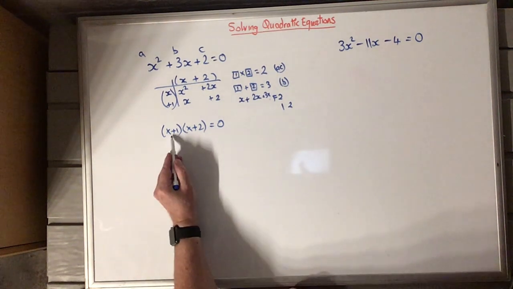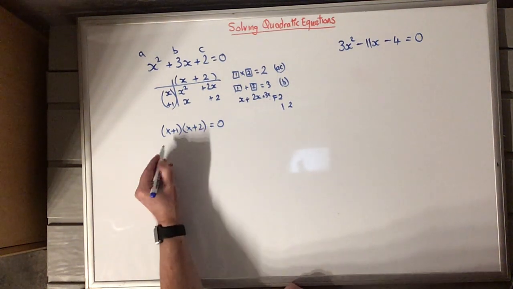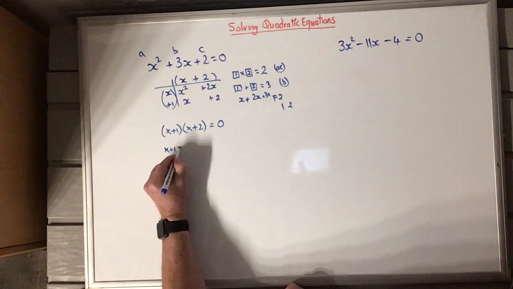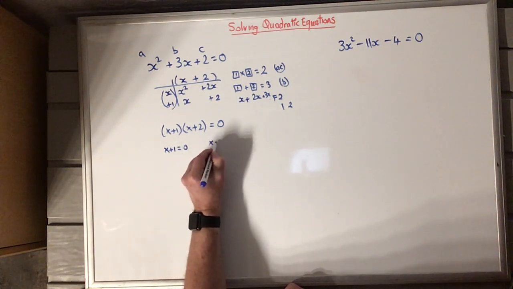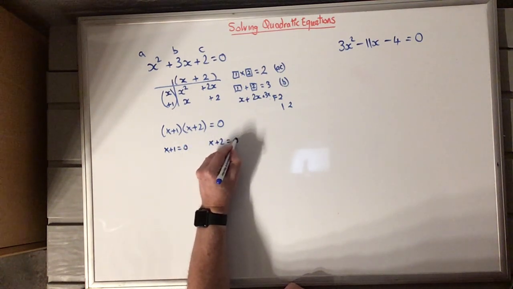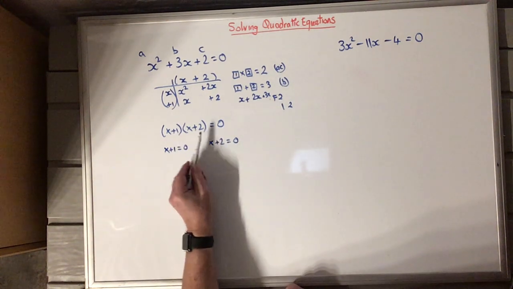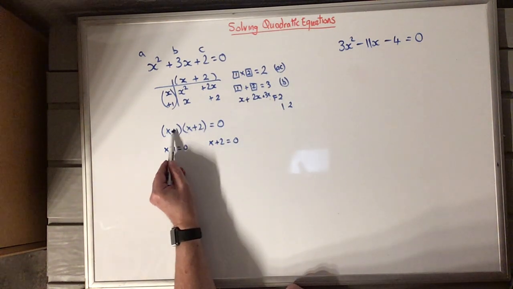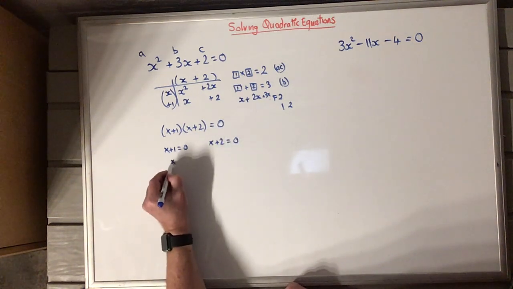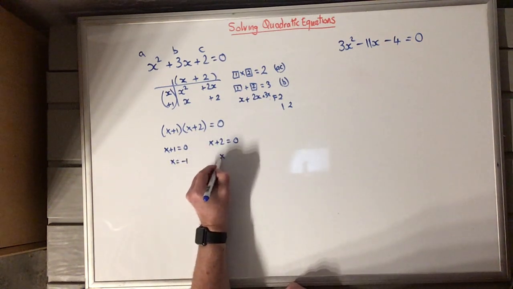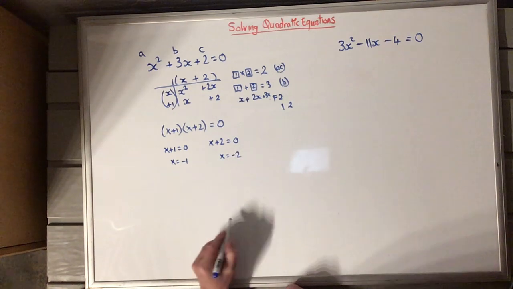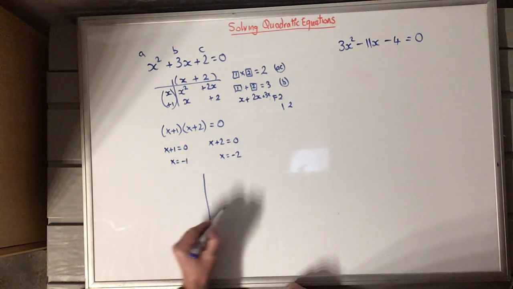So either that's equal to 0 or that equals to 0. So let's solve it. So x + 1 = 0 and x + 2 = 0. Just remember, if that's 0, 0 times that gives me 0. Or if that's 0, 0 times that gives me 0. So that gives me x = -1 and x = -2. So we sketch that one.